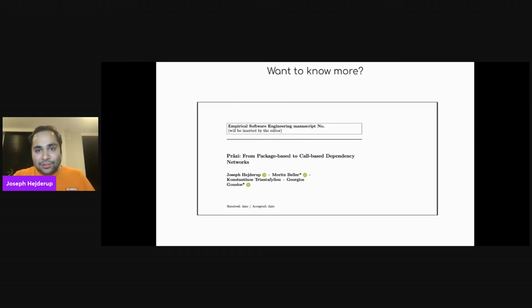So if you want to know more about this work in general, I have it on arXiv, and this was actually accepted for a journal recently. It's called Prezi: from package-based to call-based dependency networks. It's quite a large journal in general, but yeah, some of the things I discussed here are extracted from this paper. So I'm happy to take questions related to this.